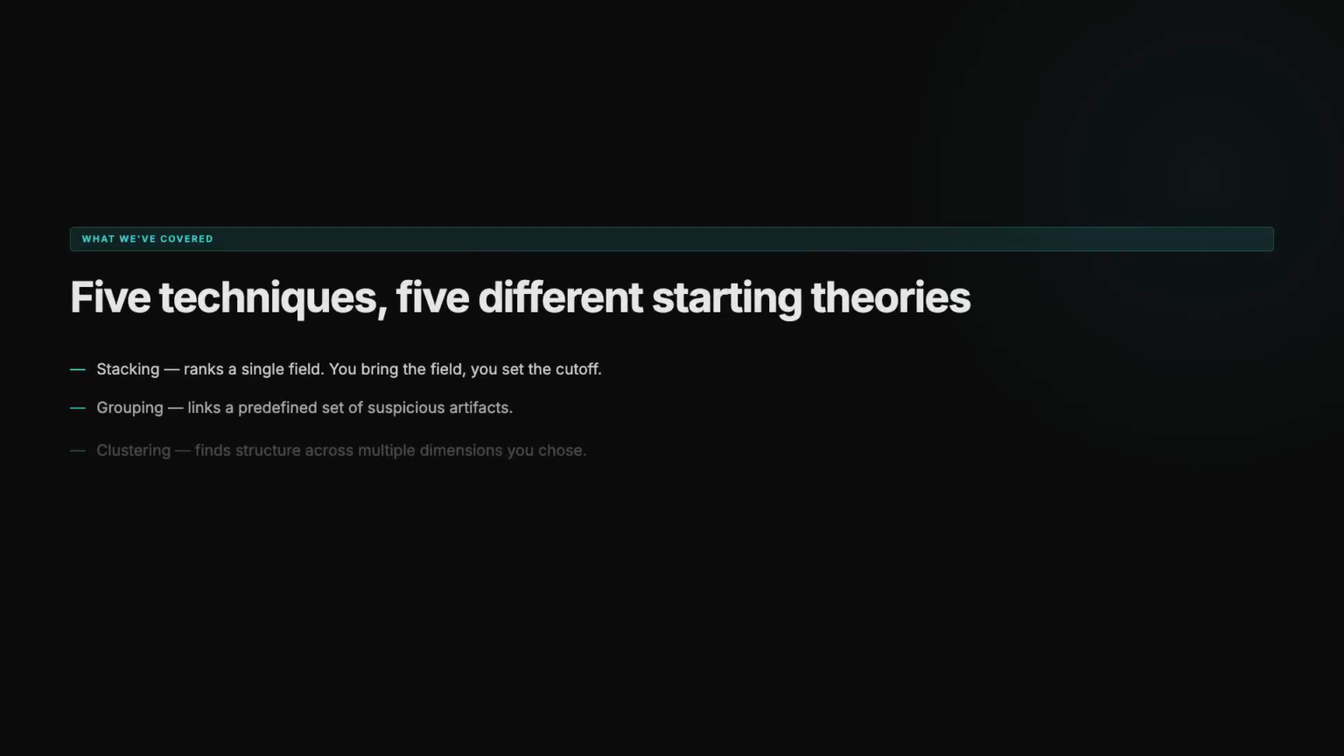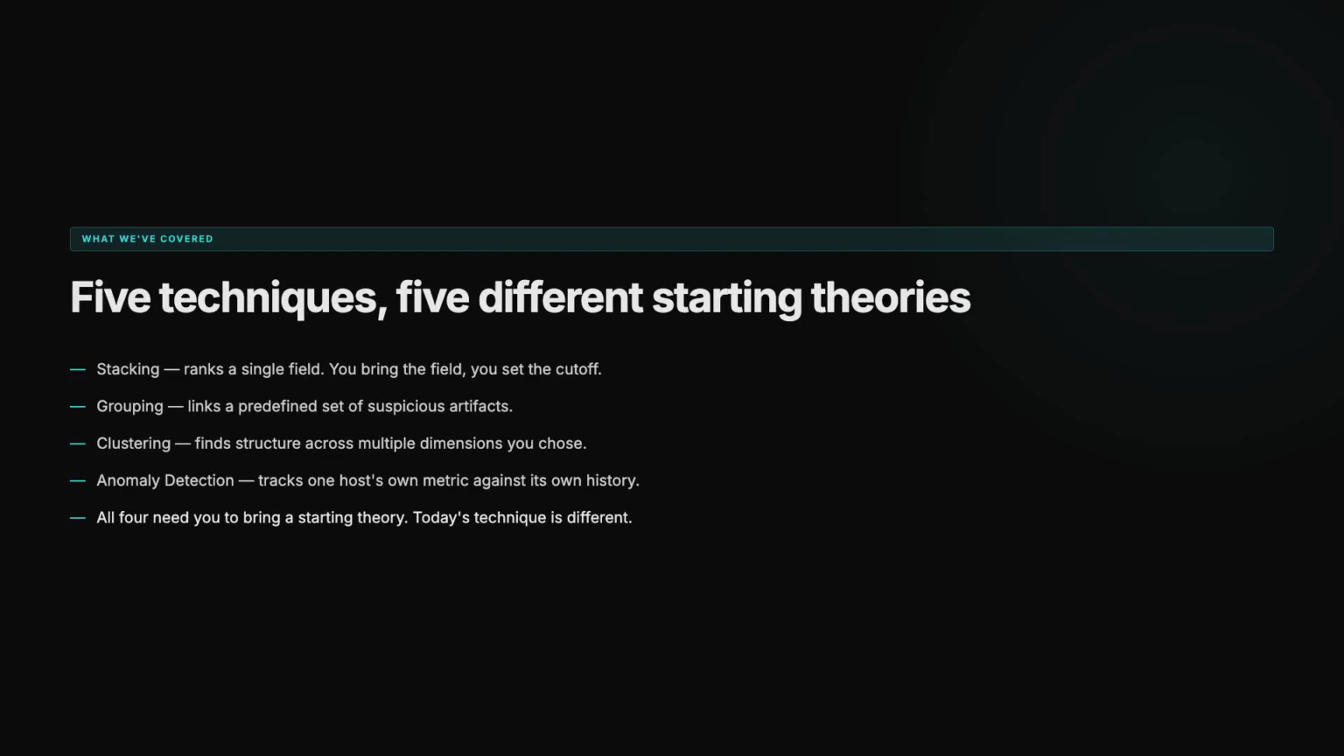Quick recap. Stacking ranks, most common, least common, one field at a time. Grouping links: you already suspect a set of artifacts, and grouping shows you which ones show up together. Clustering finds structure across multiple dimensions at once without you telling it what similar means. Anomaly detection tracks one host's own metric drifting away from its own history over time. All 4 of those need you to bring a starting theory.